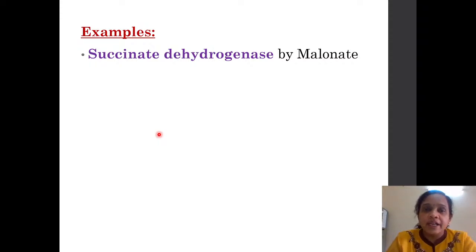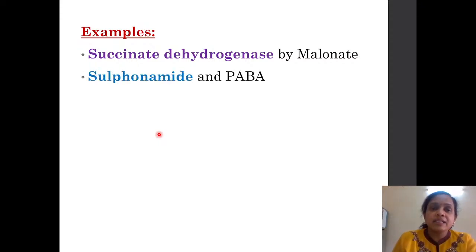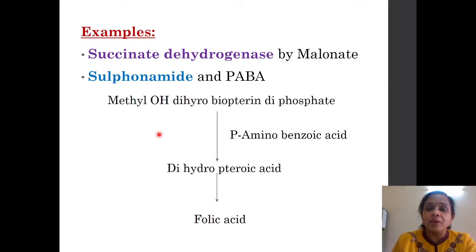So, succinate dehydrogenase will convert succinyl CoA. And this succinate dehydrogenase is inhibited by malonate. Next comes the sulfonamide and PABA. PABA means para-amino benzoic acid.